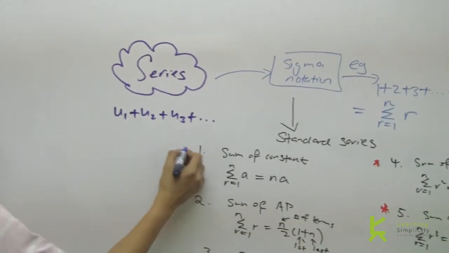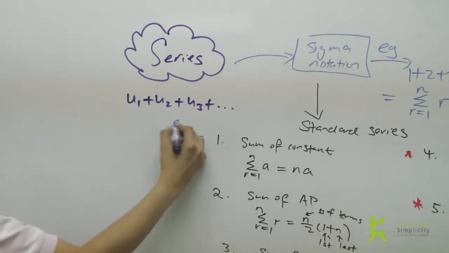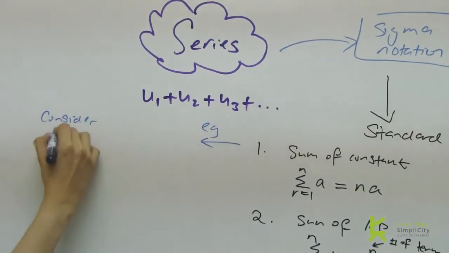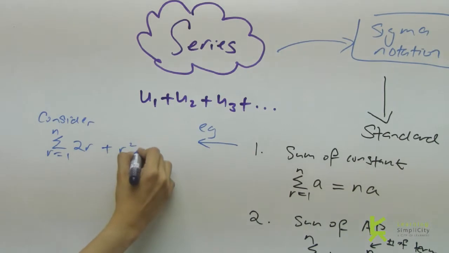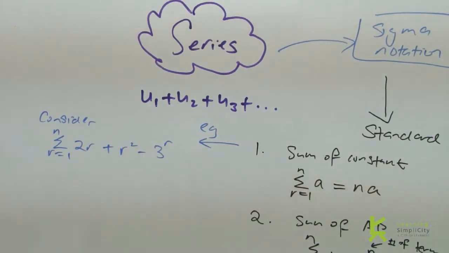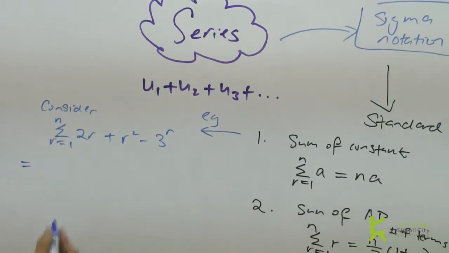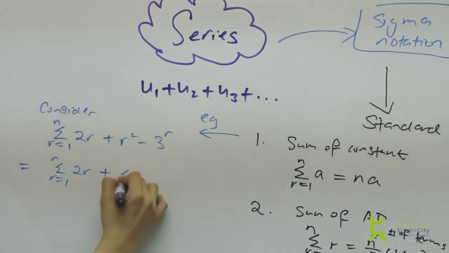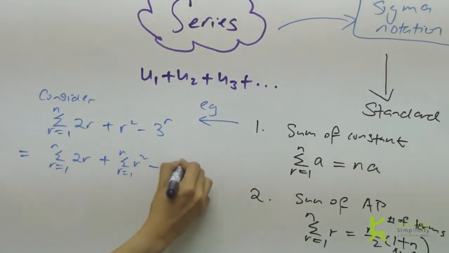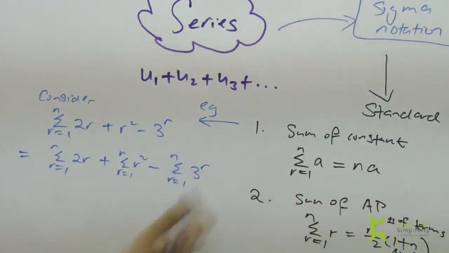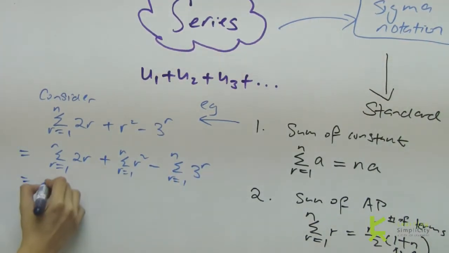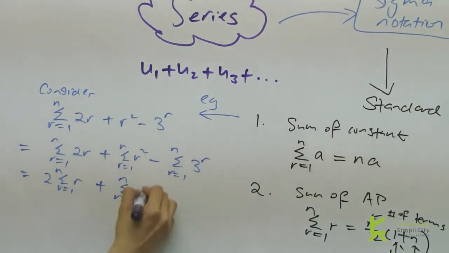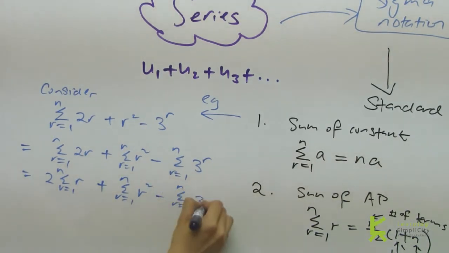Let's consider example for application of standard series. Let's consider the problem of summation r equals to 1 to n, 2r plus r squared minus 3 to the power r. This summation can be broken up into 3 different parts. From r equals to 1 to n, 2r plus summation r equals to 1 to n, r squared, minus summation of r equals to 1 to n, 3 to the power r. The constant can be taken out to form summation r equals to 1 to n, r.